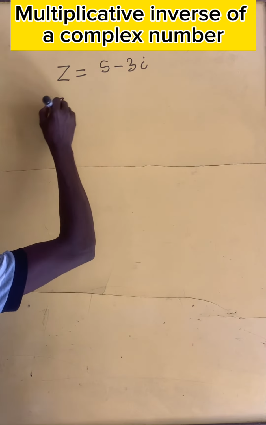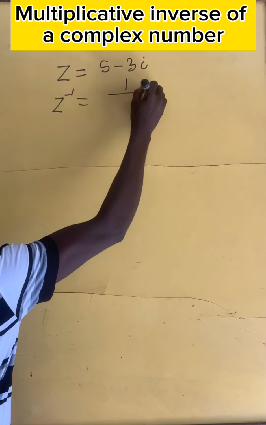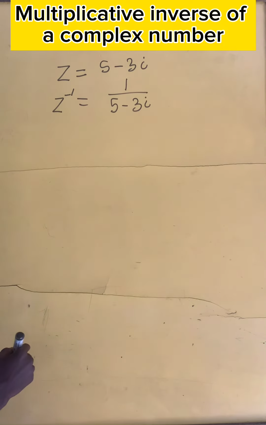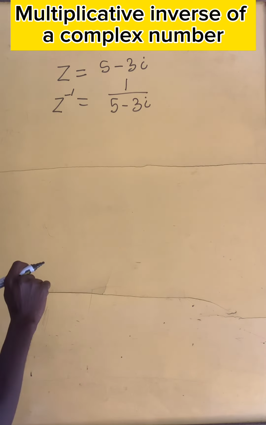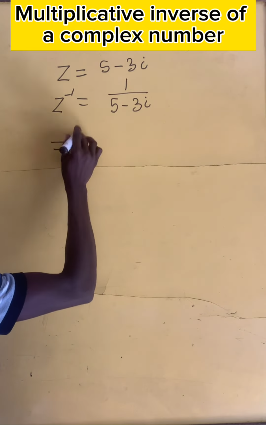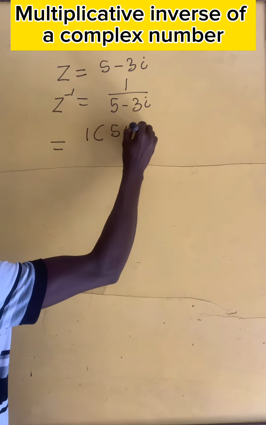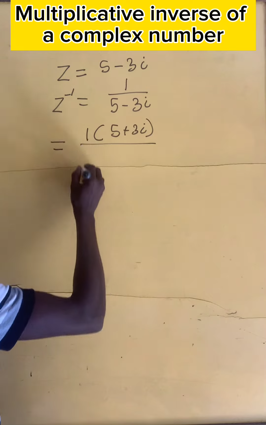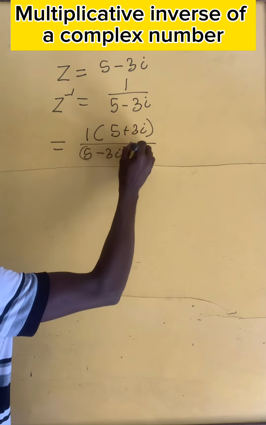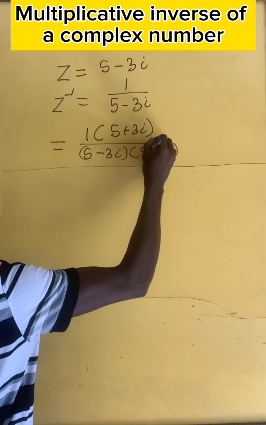Now, z inverse is simply 1 divided by 5 minus 3i. But should we end here? No. We have to rationalize this to get 1 times 5 plus 3i divided by 5 minus 3i times 5 plus 3i.